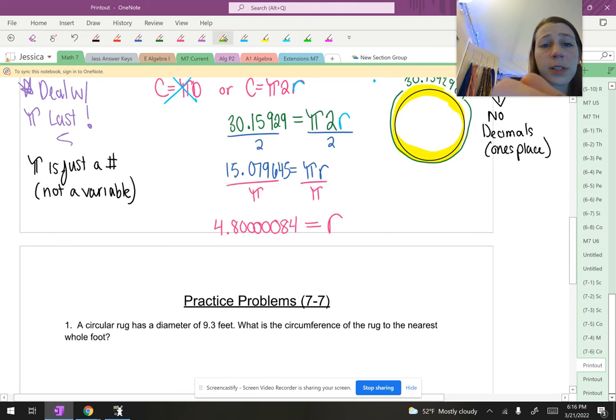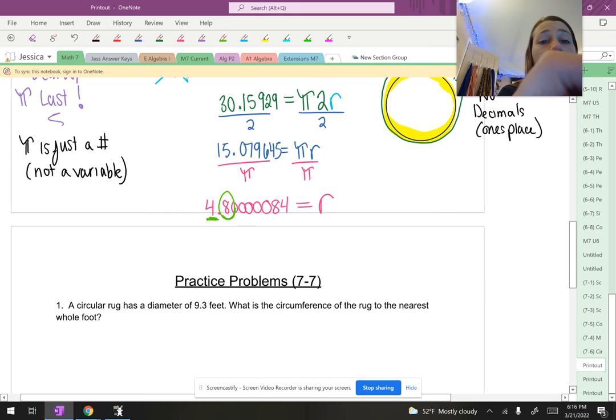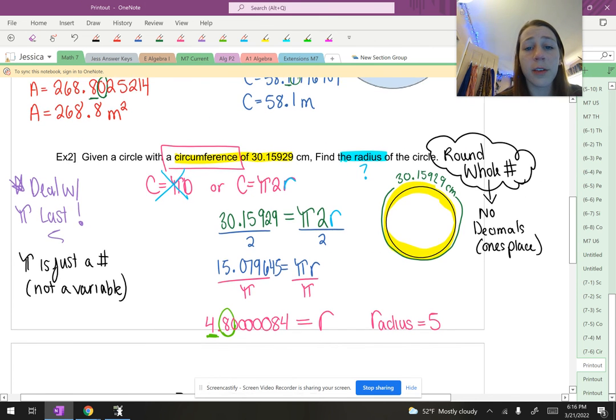So ones place here is my 4, which tells me to look at the 8. That 8 tells me to round up for a radius that is equal to 5 centimeters.